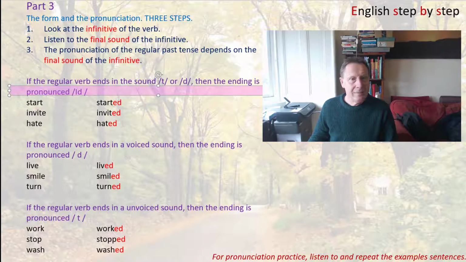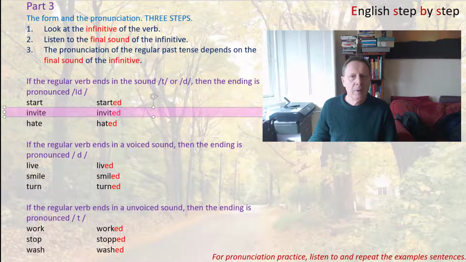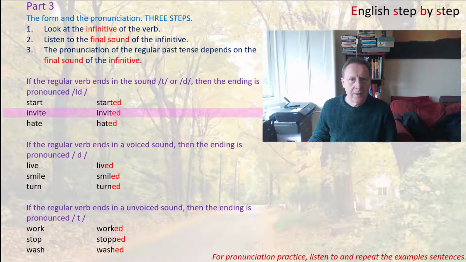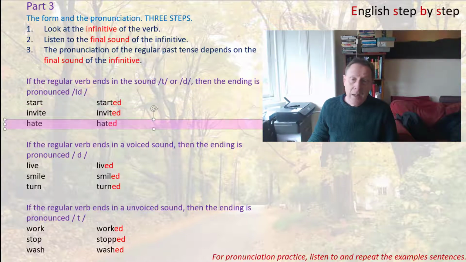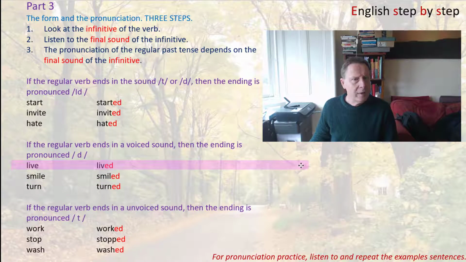That's id. For example, start becomes started. Invite becomes invited. Hate, hated. So that's started, invited, hated. Now, why do people make mistakes with the pronunciation? Because they think that the other examples are the same. Lived, smiled, turned. But no, this is different.